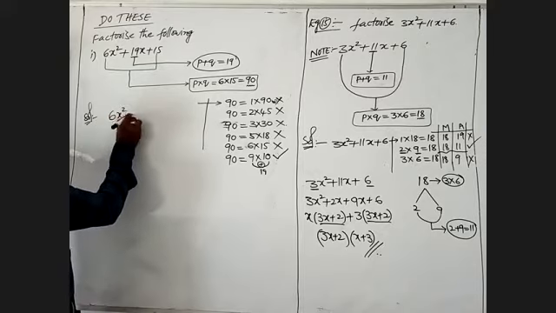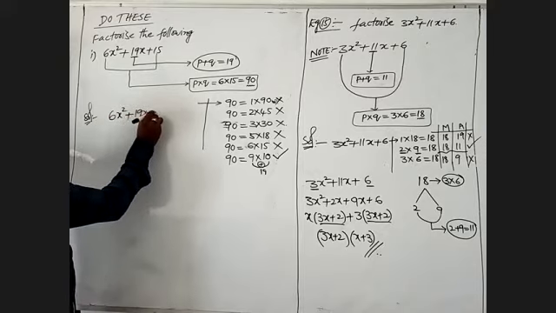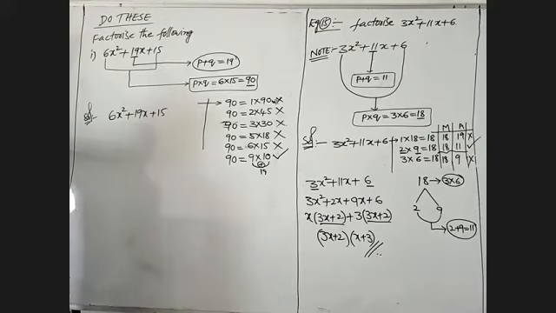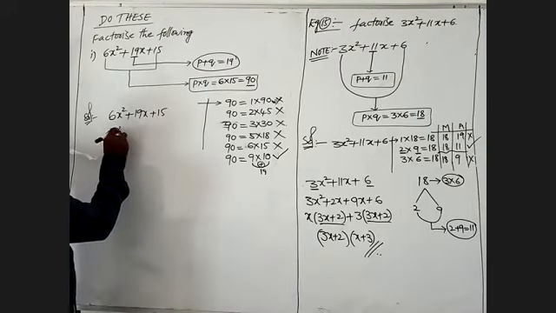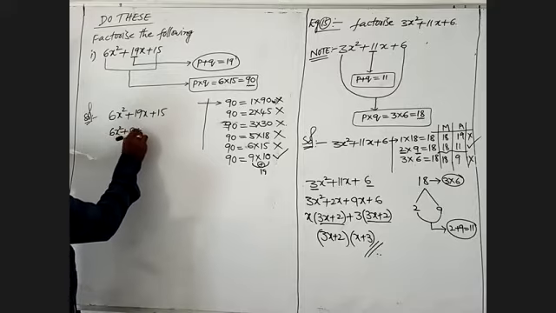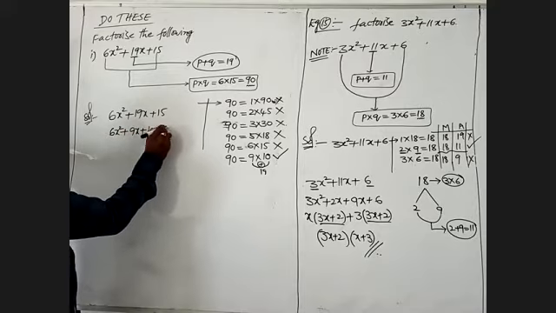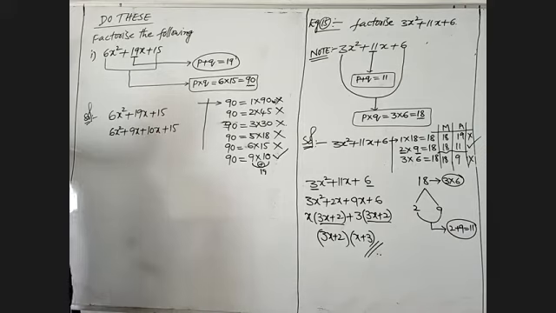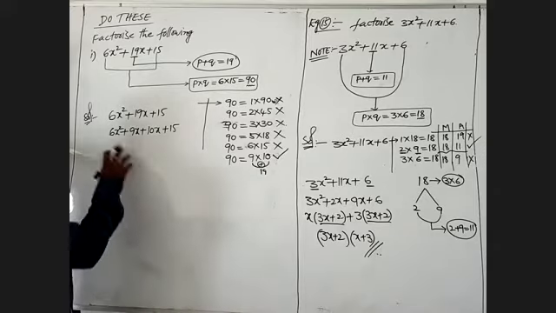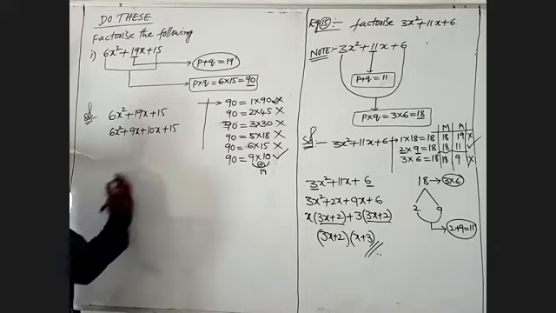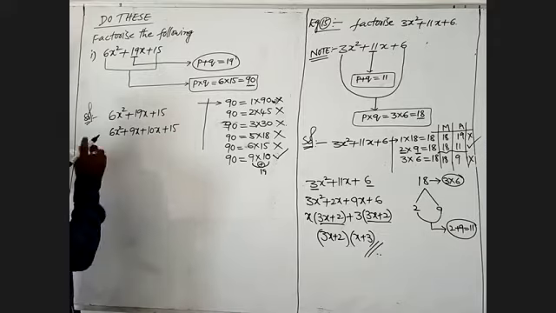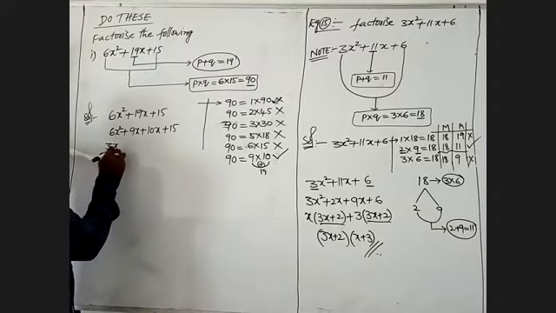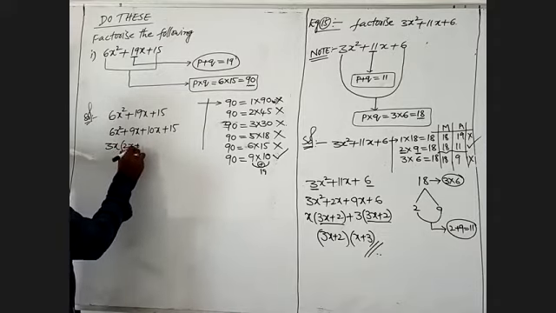6x square plus 19x plus 15. This will be written as 6x square plus 9x plus 10x plus 15. In this one we will take 3x common. Remaining I will write 2x plus 3.